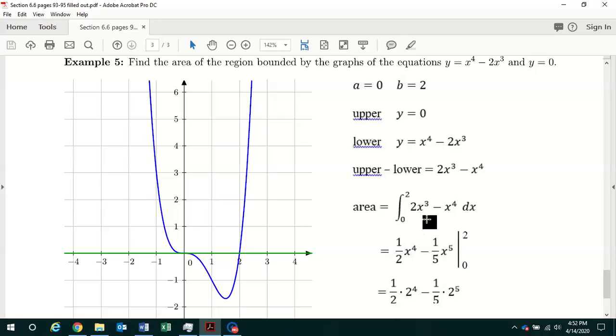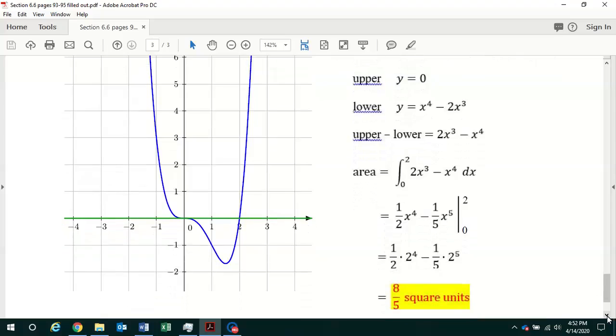Well, the antiderivative of 2x cubed is 1/2 times x to the fourth, and the antiderivative of minus x to the fourth is minus 1/5 times x to the fifth. And the limits of integration are 0 and 2. So next we've got to put in the upper limit of integration 2 for x, and we have 1/2 times 2 to the fourth minus 1/5 times 2 to the fifth, and then we subtract and put in the lower limit 0 for x. But when we put in 0 for x, each of these terms is going to equal 0, and we're just going to end up subtracting 0, which I have not written out.